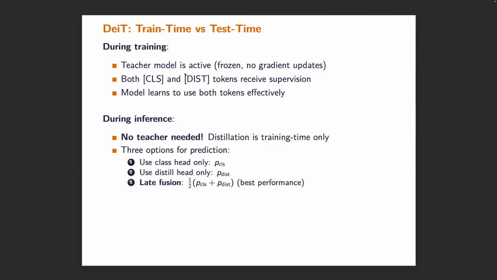So the teacher model is only active during the training, and the model learns to use both tokens effectively. And during the inference, of course, we don't need the teacher anymore. And we can also skip the distillation head, but the authors suggest to keep it and make an average of the two to basically do this kind of consensus to achieve a better performance.